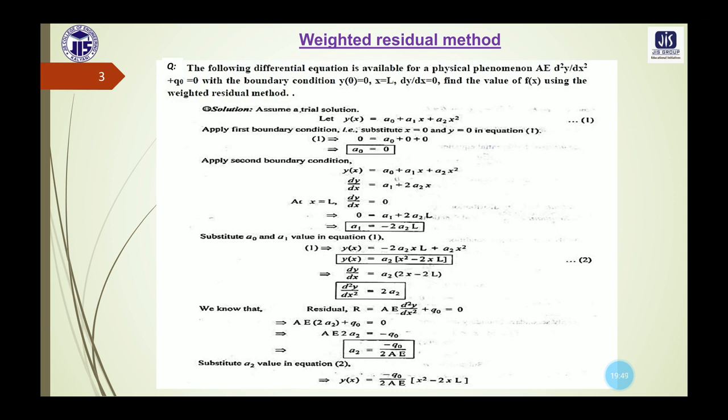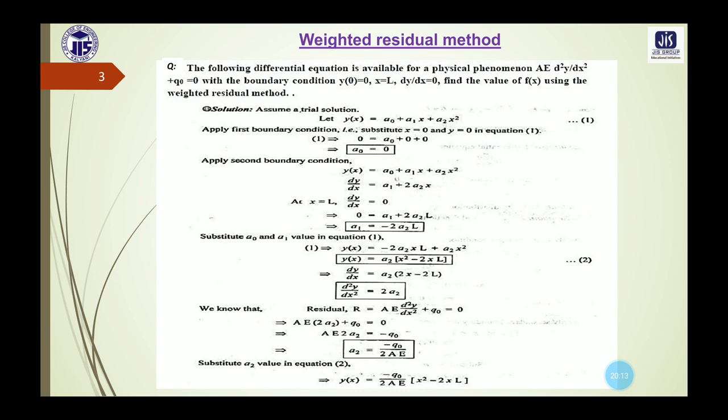After putting this value of a0 and a1 in the main polynomial function, we have got one expression of y(x). Here we have done the second order differentiation. That means we have found the value of d2y/dx2. So that value of d2y/dx2 we need to put in the equation of the residual.